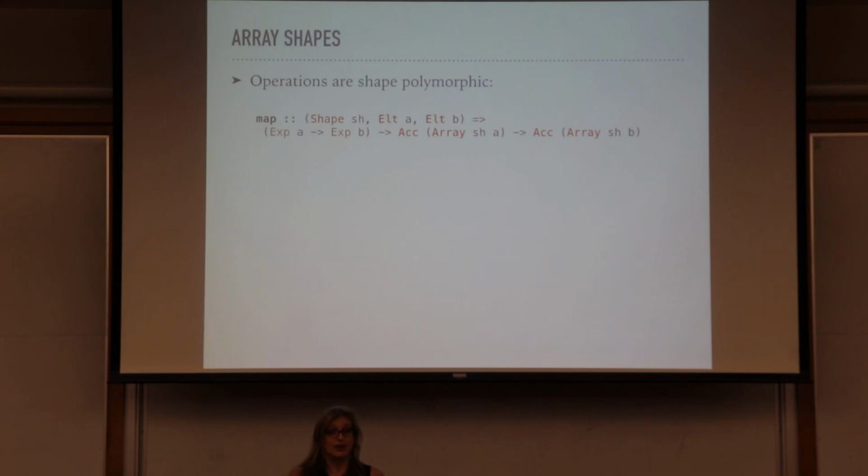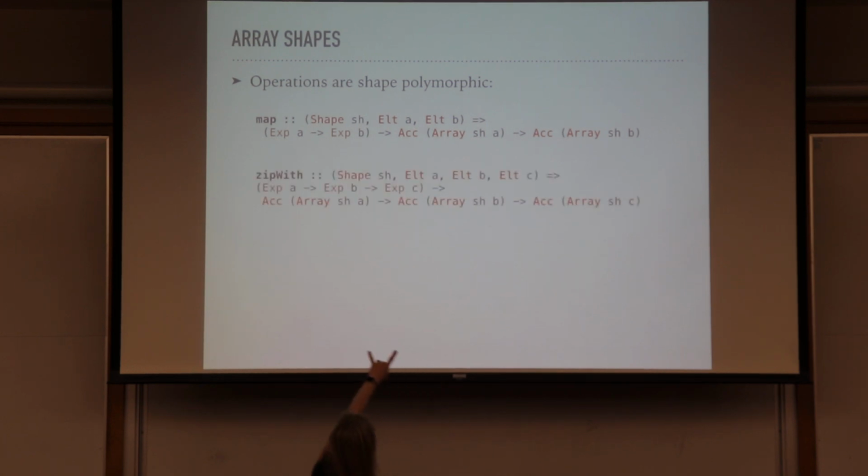And then all the operations, so I said we can't have a map of a map, but almost all the operations in Accelerate are shape polymorphic. So I can apply a map to an array of any dimensionality. So this type really says, give me an array of any dimensionality with elements A, and I apply the function to all of them.